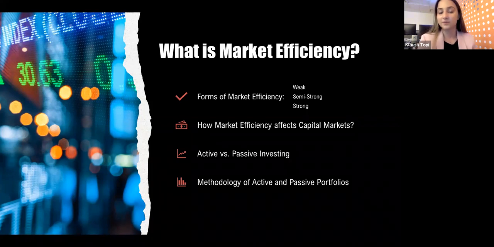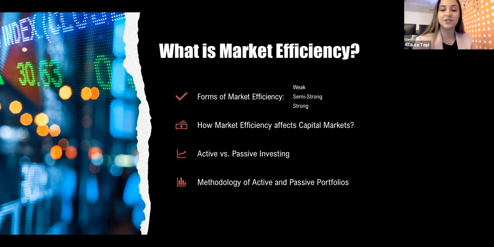And there are three forms of market efficiency. So it's weak, semi-strong, and strong form of market efficiency. The weak form reflects all the historical prices and available information. And the semi-strong form of market efficiency reflects all available public prices and information as well as historical prices and information. And then the strong form of market efficiency reflects both public and private prices and relevant information.